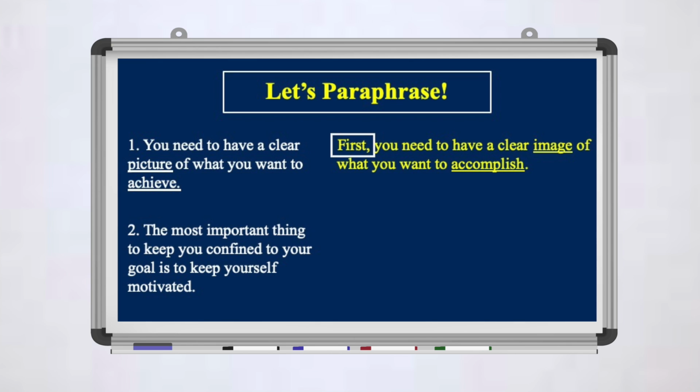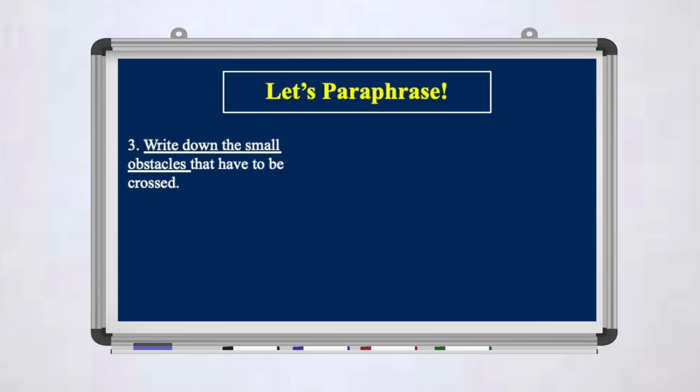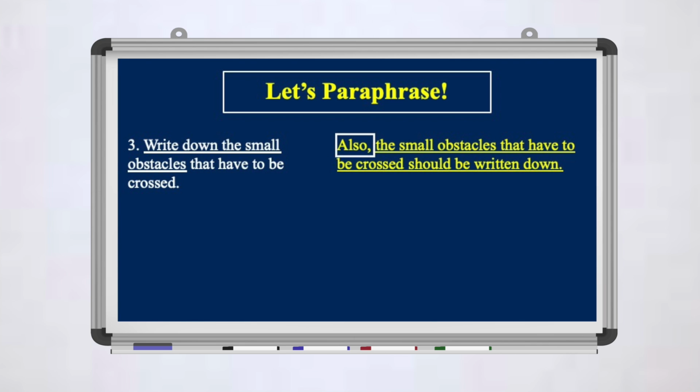For sentence number 2, the most important thing to keep you confined to your goal is to keep yourself motivated. Second, you need to keep yourself motivated. It's a very long sentence for answer number 2, isn't it? So what did we do? We made it shorter. We only took the part that says, keep yourself motivated as our answer. Number 3, write down the small obstacles that have to be crossed. We wrote it as, also, the small obstacles that have to be crossed should be written down. All we did here was change from active to passive.